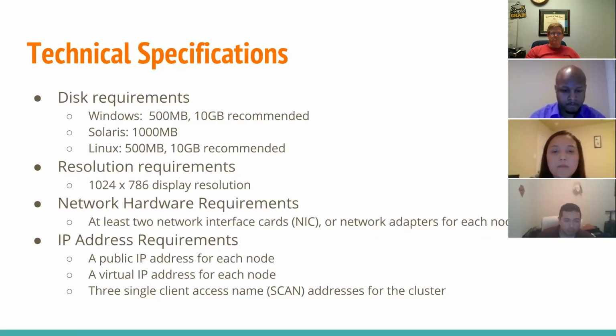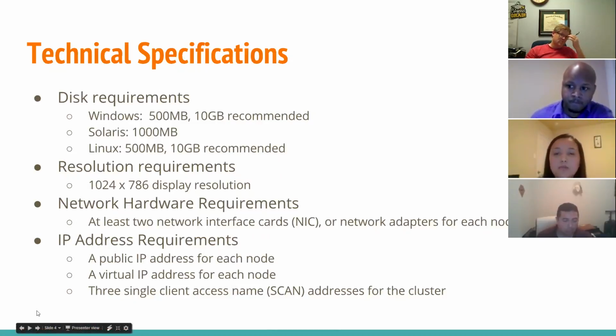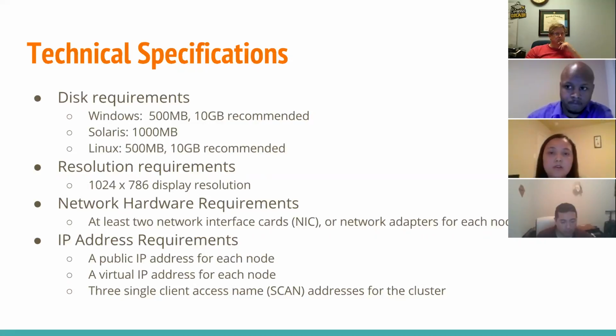Network hardware requirement for Oracle database is each node must have at least 2 NIC or network adapters. IP addressing requires configurations of the 3 IP addresses manually in the corporate DNS. A public IP address for each node, a virtual IP address for each node, and 3 scan addresses for the cluster. Next slide.